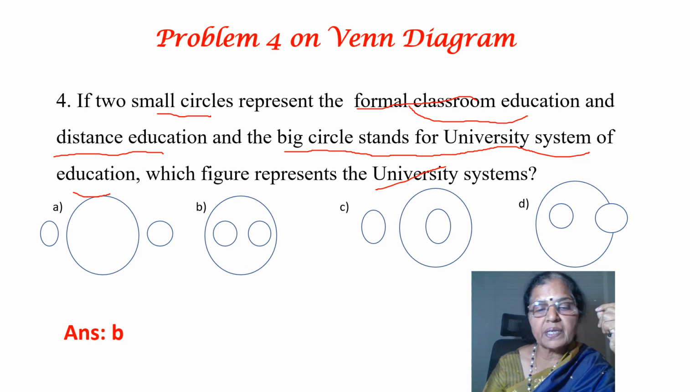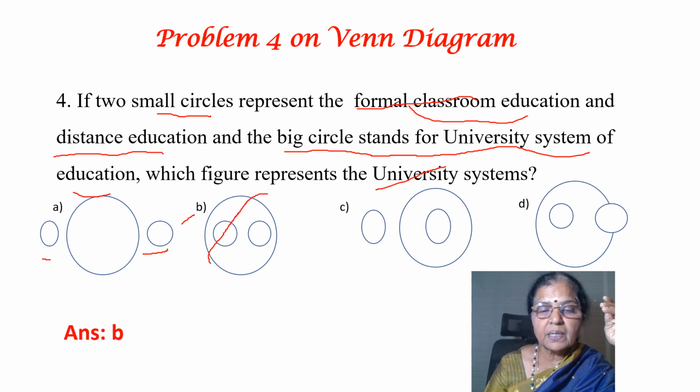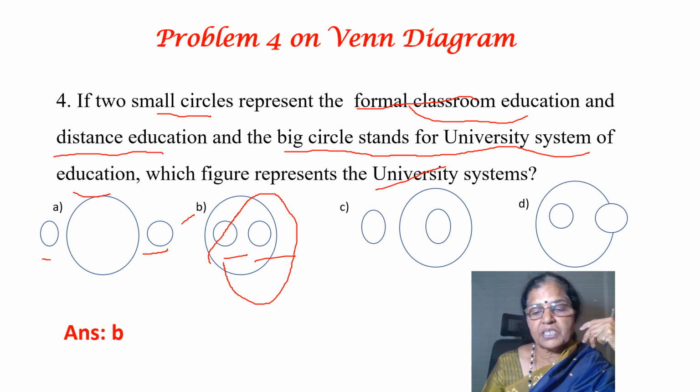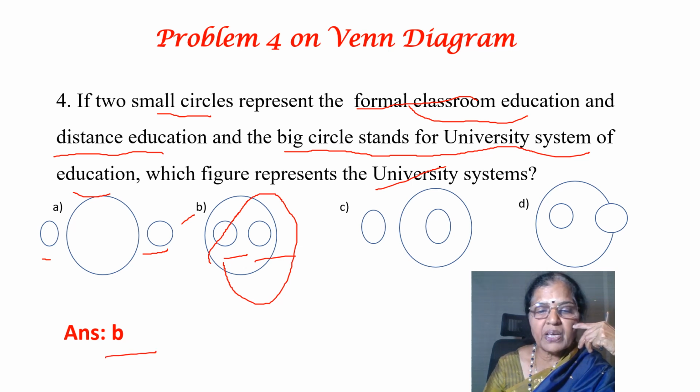See here, four options are given, A, B, C, D, and in A, the two smaller circles, that is formal classroom education and distance education, are given distinctly away from the university system of education, which is not possible. Because we know that whether it is formal classroom education or distance education, they all come within the university system. So the option B, which has the bigger circle, the university system, containing both the smaller circles, the classroom education and the distance education, is the correct answer. But anyway, we should proceed checking with the other options also.